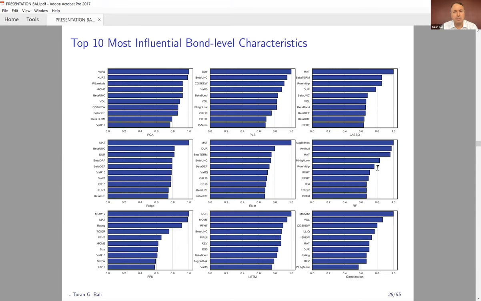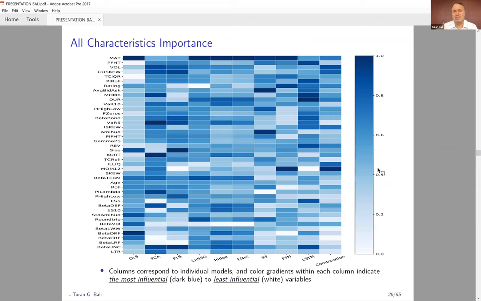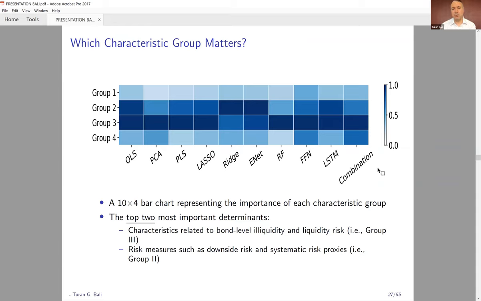This is also important, but unfortunately I don't have time to dig into the most influential bond characteristics. The significance of those 43 bond characteristics differs somewhat across estimation methods, as you can predict. But if I summarize, characteristics related to liquidity risk, downside risk, and systematic risk are the clear winners among the 43, consistently improving the performance of OLS across these machine learning models. This makes sense, and it is in line with our final finding: bond return predictability is largely driven by risk, not anything related to mispricing or behavioral factors.